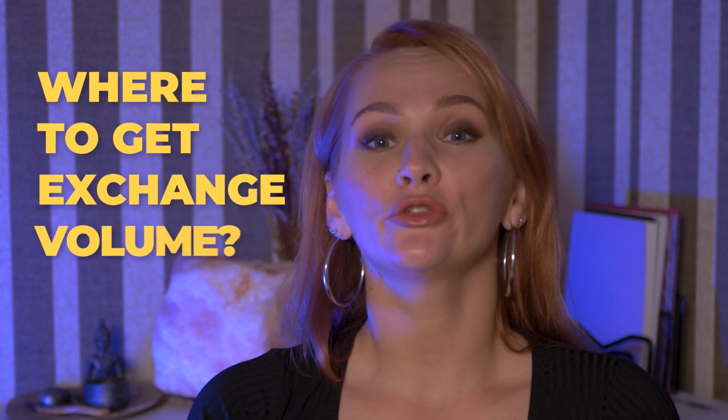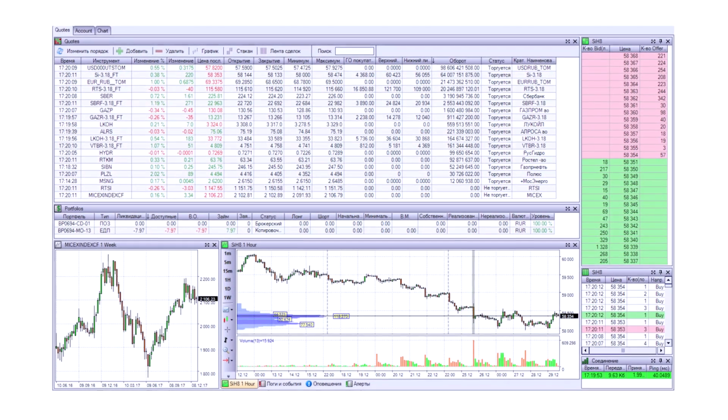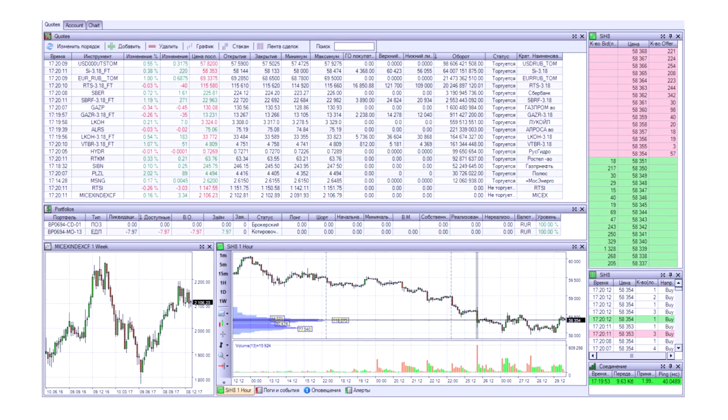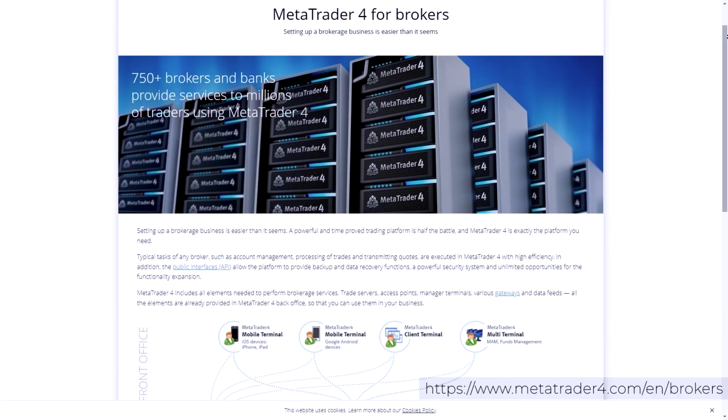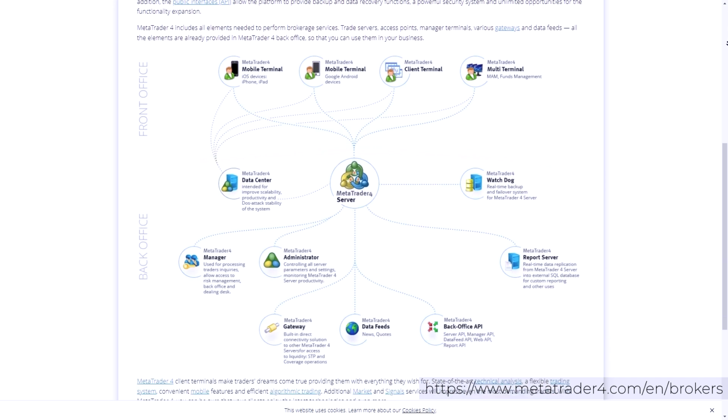So where do you get exchange volume? To display exchange volumes on the chart of the MT4 terminal, you need to use the cluster delta volume indicator. The set is standard. You need to copy the indicator file to the folder with the indicators of the MT4 terminal. It should be noted that the indicators from this analytical portal are paid.